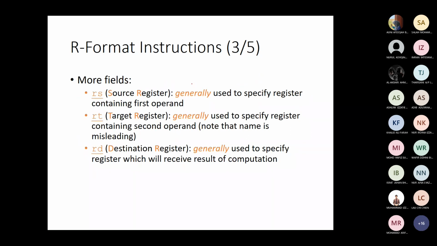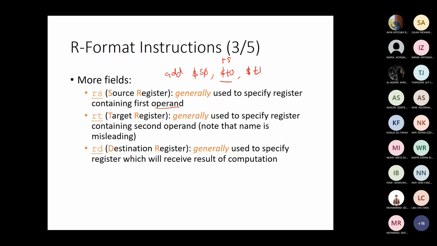Right. So next are the registers. We have source registers. RS means source register, generally used to specify the register containing the first operand. So let's say I write ADD register $s0, comma, register $t0, comma, register $t1. In this case, the second one is the source register. This second one is the RS. Source here means the value that we need to add, which we retrieve from this source register.